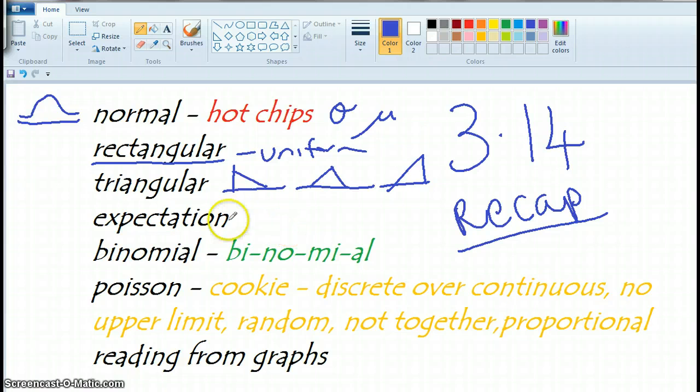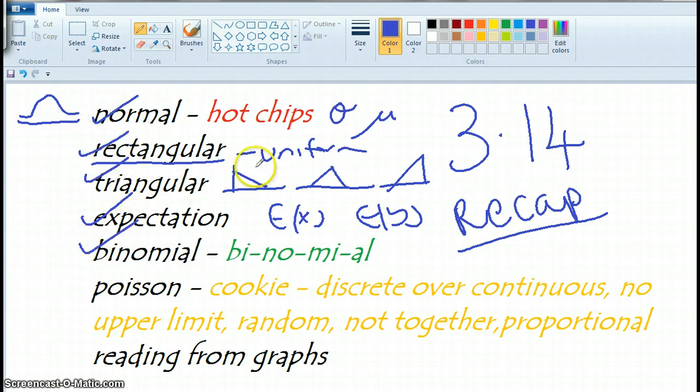Expectation algebra, expected value of x, expected value of y, and variation, all that sort of thing you need to know about. Let's just tick these off. Binomial, we remembered binomial. Bi meant two possible outcomes, success and failure. No meant the number of trials. Me meant me, myself, and I independent, so each trial was independent from the other. And the all meant all trials had the same probability, so constant probability.